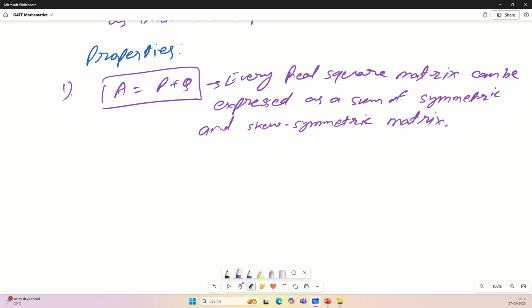Understood? It means A will be equal to P plus Q. Now you will ask how to get the skew symmetric form and symmetric form. The symmetric form can be found out by, let us say P is my symmetric matrix, that can be found out by A plus A transpose by 2. You already know how to find the transpose of a matrix. So if you do this, you will get a symmetric matrix.